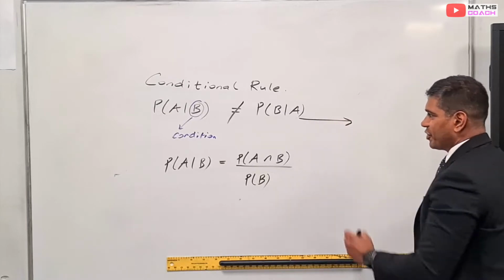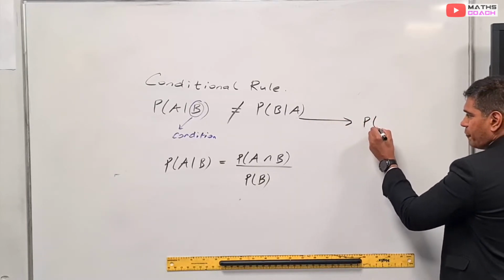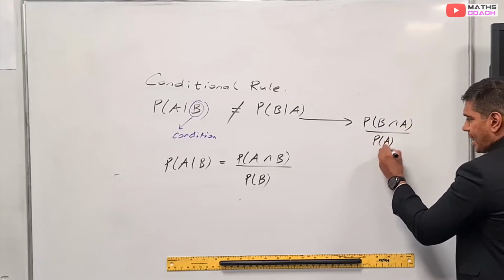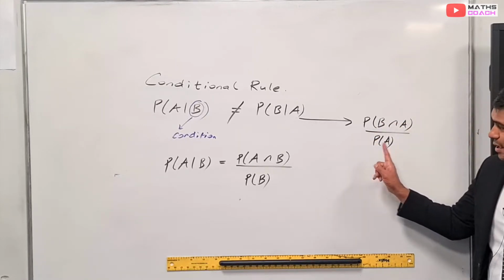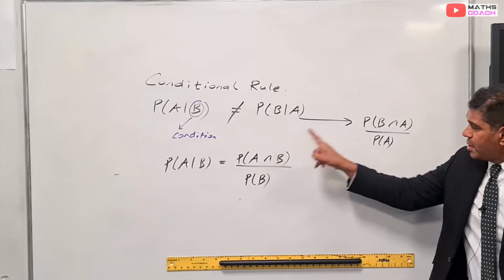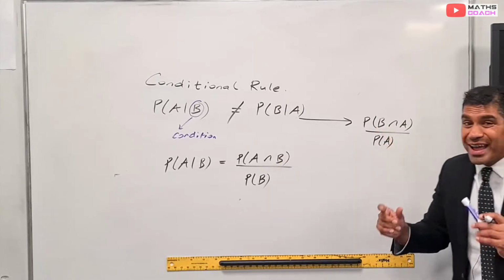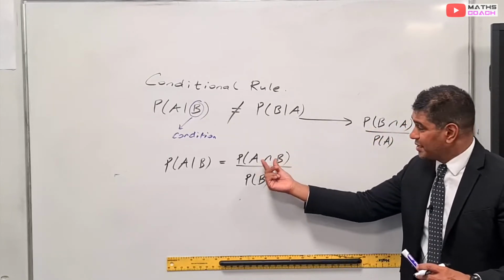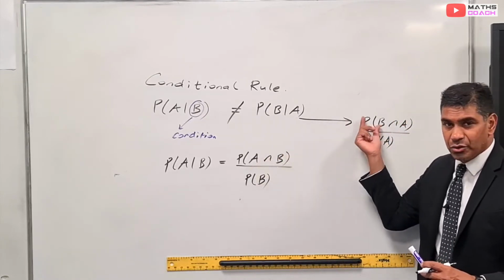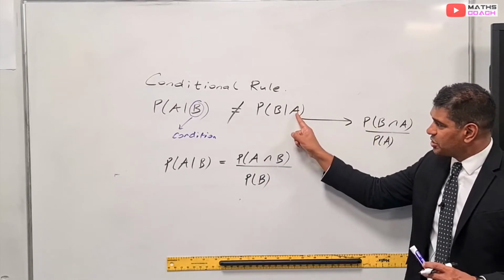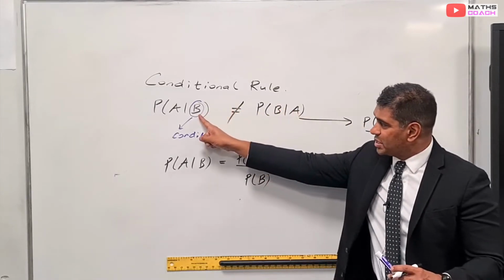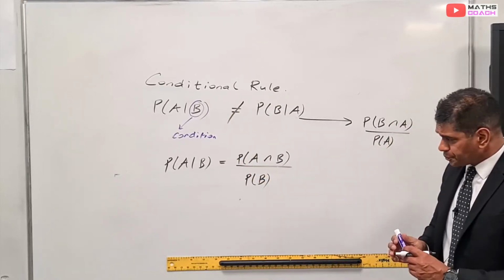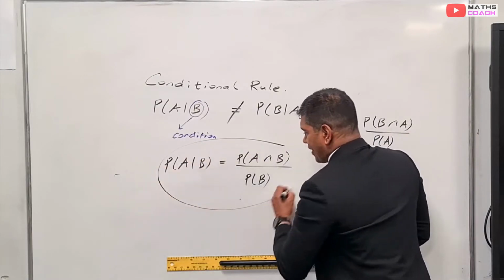Whereas if I had that, I would write probability of B and A over probability of A. Now what you need to realise here is the numerator A and B and the numerator here B and A are effectively the same thing. So in this case, the numerator will give the same value. The only difference is because the condition here was on the right, and the condition here was on the right, the denominator in the two formulas will be different. So just remember that formula there.